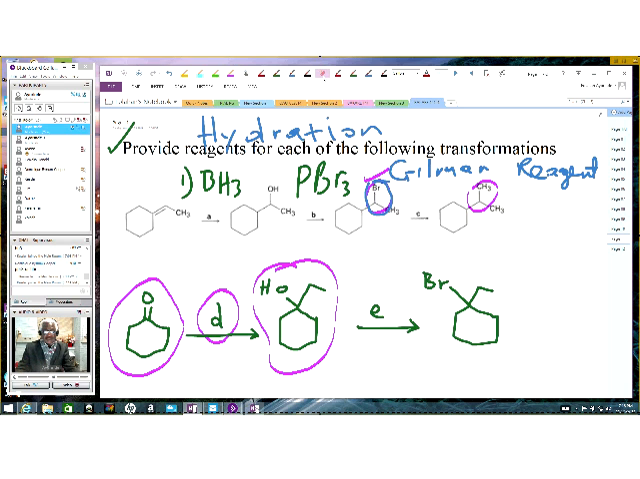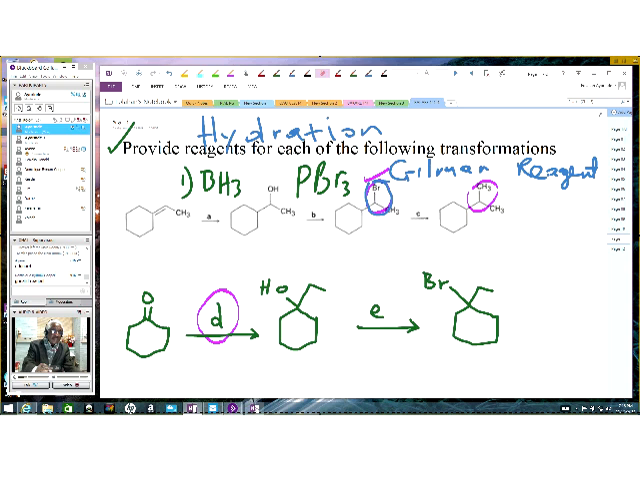Send me your answer through the chat window. We are going from a ketone to a tertiary alcohol. Very good. Dominic said Grignard reagent. That is correct. We are going to use a Grignard reagent. This is a Grignard reaction. So therefore, what kind of Grignard do we need to use?